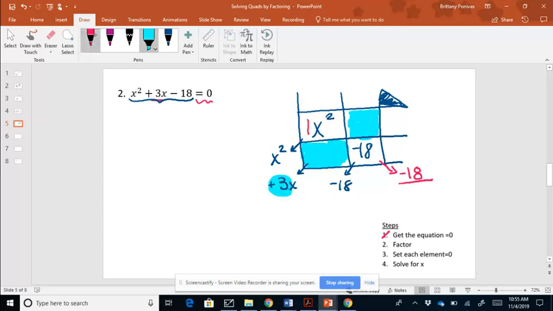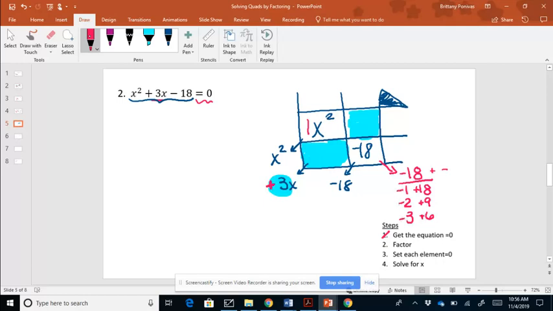What do you know about the signs of your factors if it's a negative number? One's going to be negative, one's going to be positive. So factors of 18 are 1 and 18, 2 and 9, 3 and 6. If you can go right to the numbers that fill in, you don't have to make this list. How do I know which one's positive and which one's negative? Diagonally, they add to be a positive number, which means the bigger number has to be positive.